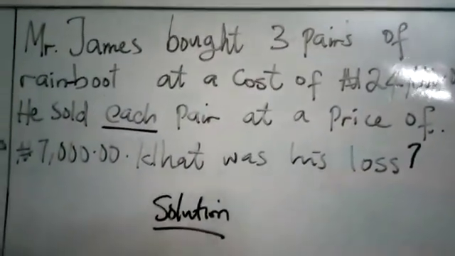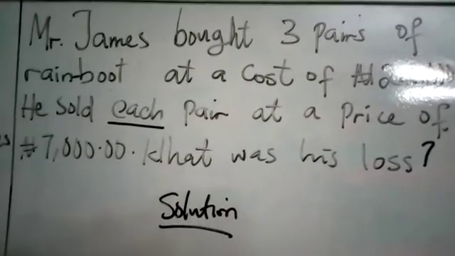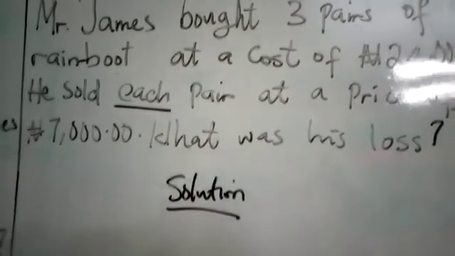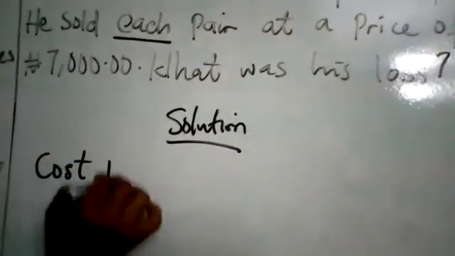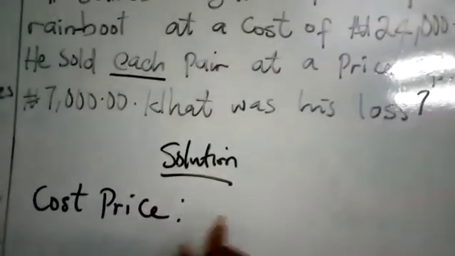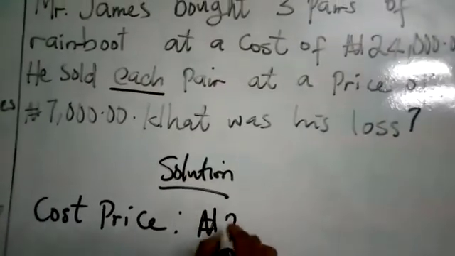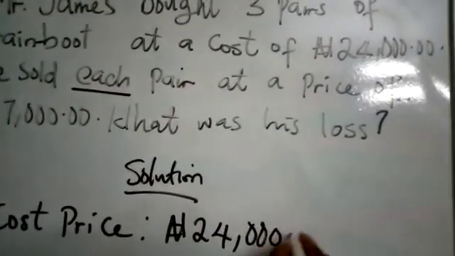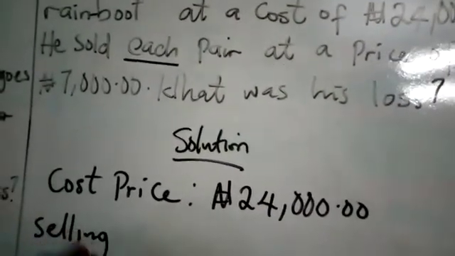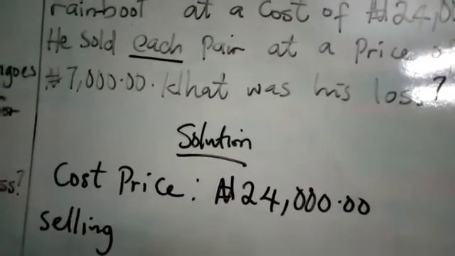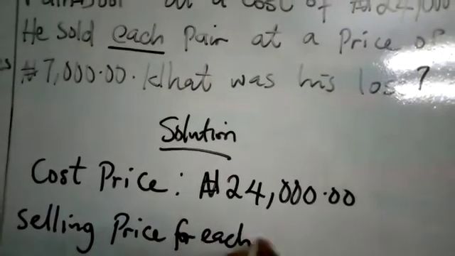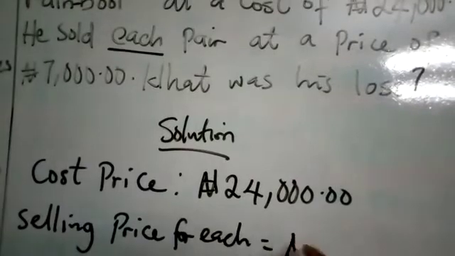Alright, now let's pick out our selling price and our cost price. Mr. James bought 3 pairs. That word bought tells us that this is the cost price. So the cost price is 24,000 naira. Now let's check out the selling price. He sold each, that is a unit price. The selling price for each is 7,000 naira.